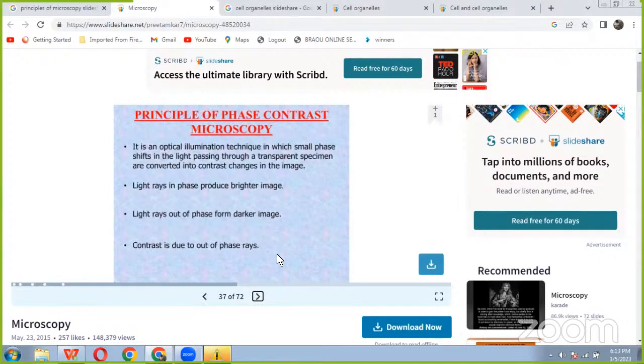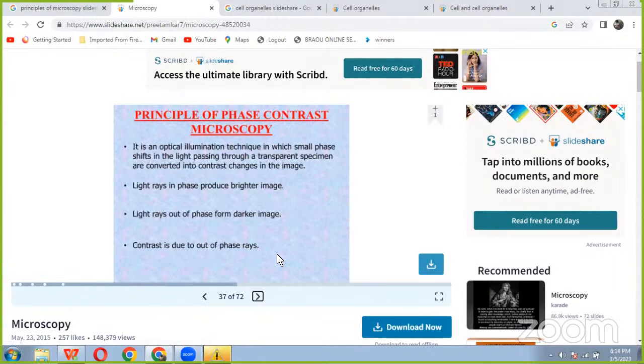The principle of the phase contrast microscope: it is an optical illumination technique in which a small phase shift in the light passing through the transparent specimen is converted into contrast, that is, changes in the image. Light rays in phase produce a brighter image. Next, contrast is due to the phase. The working mechanism mainly has two stages.